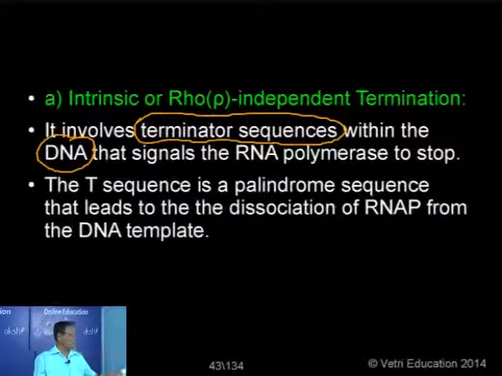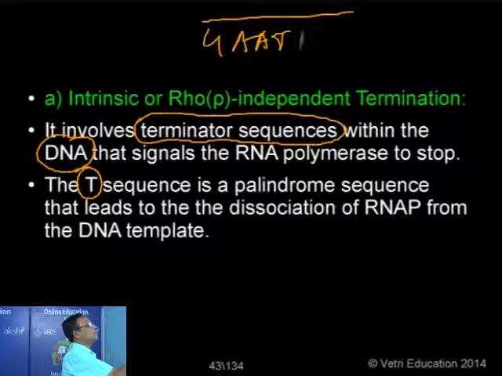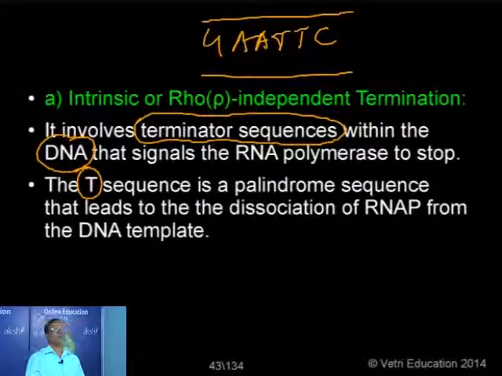So we have the signals for RNA polymerase to stop. The sequence is the terminator sequence. I am using the letter T, that is nothing but the terminator sequence. It is a palindrome sequence. So what do you mean by palindrome sequence? Suppose you have one sequence, a palindrome sequence. A palindrome sequence is one that reads the same in both strands, but in opposite direction. See?